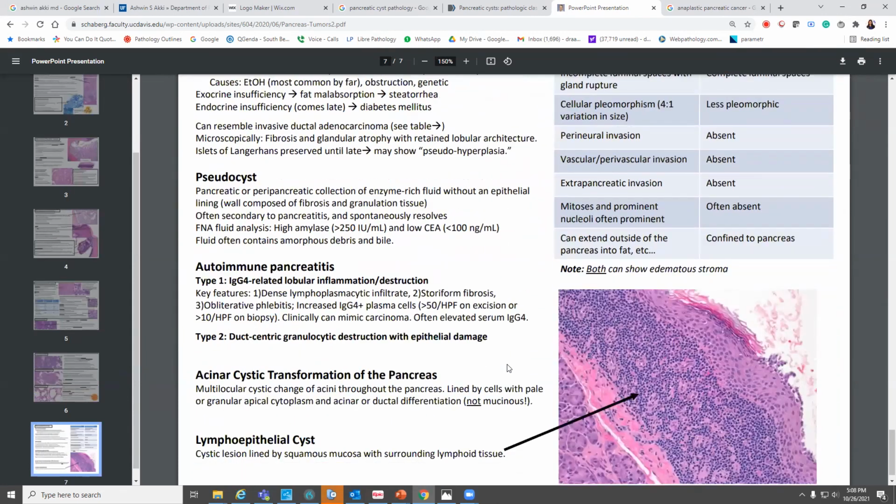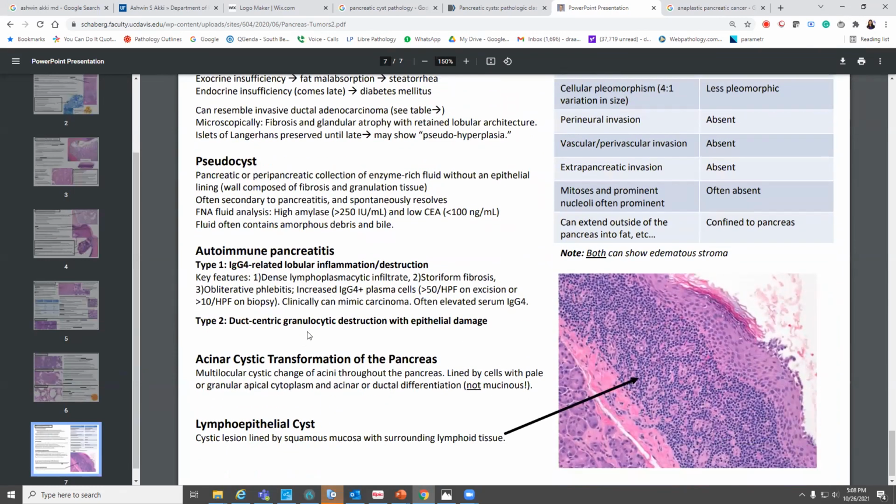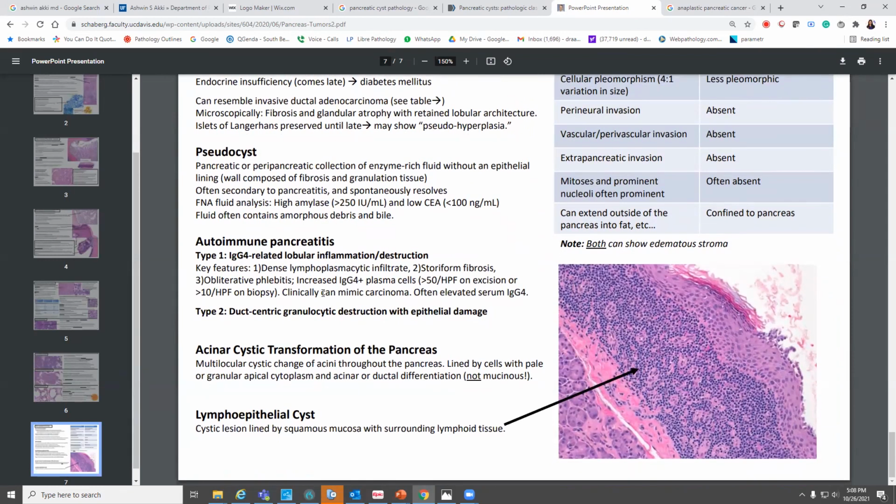And then non-neoplastic processes, we didn't go through these. I don't think that we should. Autoimmune pancreatitis is important, with a dense lymphoplasmacytic infiltrate, storiform fibrosis, and so forth. That's it.